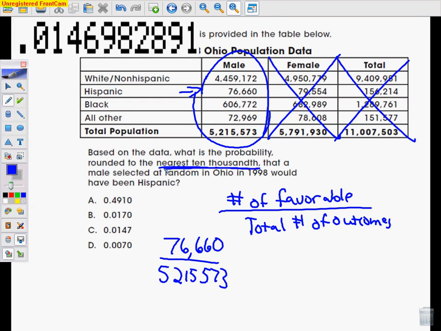Okay, so when you're rounding to the nearest 10,000th, you need to know your places. Here, this is the tenths, hundredths, thousandths, 10,000ths. Okay, so the place that we're dealing with is this place right here. And when you're deciding whether or not to round up or stay the same, you look to the value to the right. All right, so because this value is 5 or higher, we round up. So we're going to go to 0.0147. Okay, if it was 4 or lower, we would have just kept it at 0.0146. So the answer here is C.